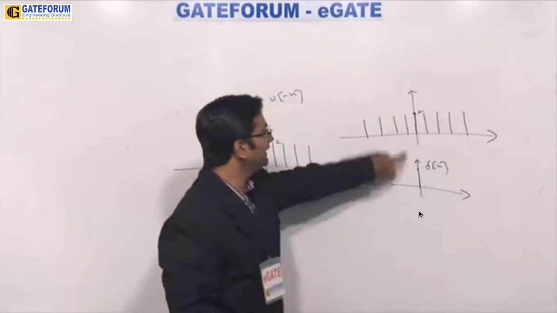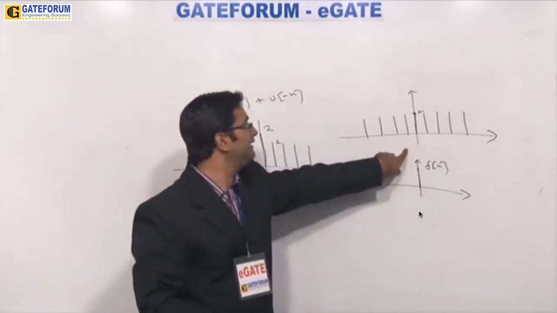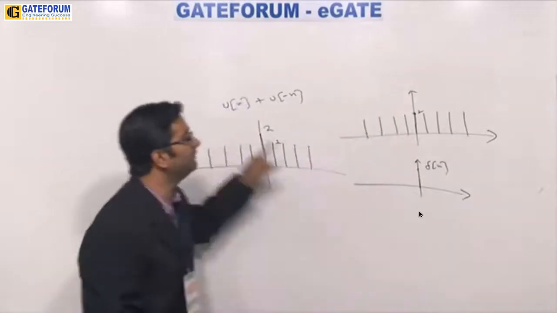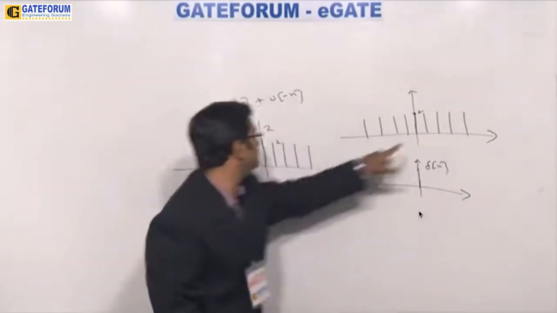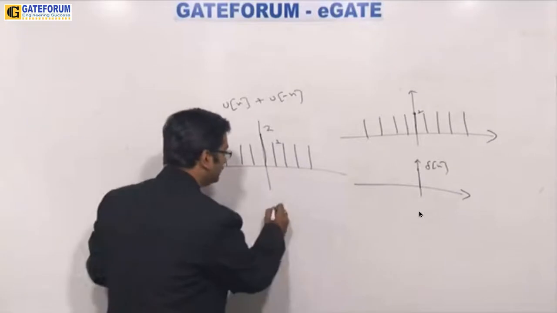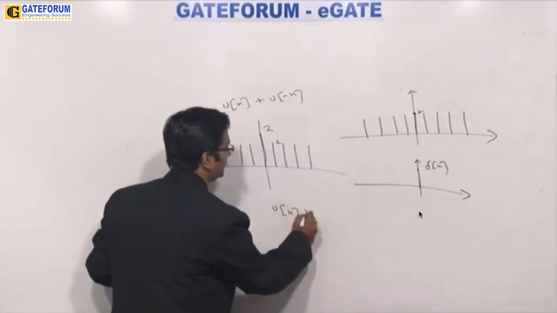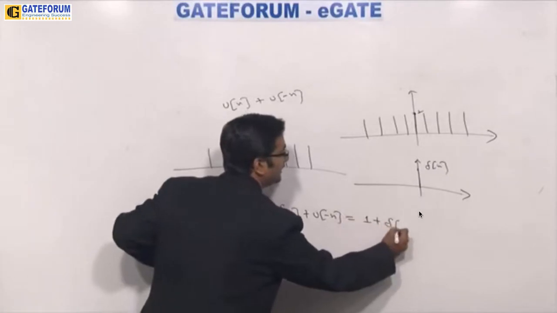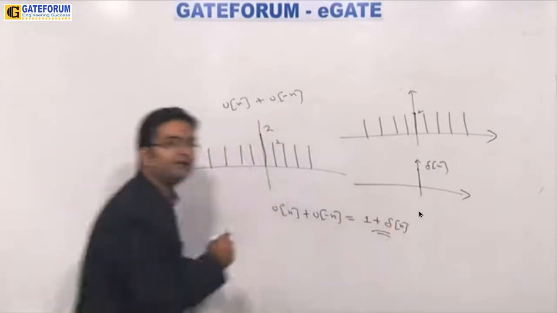Now this signal and this signal, if I add, what I will get at n equal to 0? This is 1, this is also 1, that becomes 2. And for remaining values of n, this is 0 and this is 1, so that's why it is 1. So u of n plus u of minus n is nothing but 1 plus delta of n. That's why I wrote delta of n.